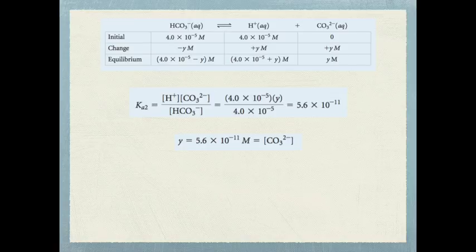Now, if you really wanted to, you could take the concentration of hydrogen ions in this equilibrium and add it to the concentration in the previous one. However, as you'll notice, your pH is not going to change significantly, because the concentration of hydrogen ions at equilibrium for the second dissociation is much smaller than for the first dissociation.